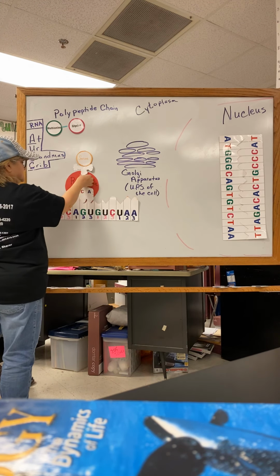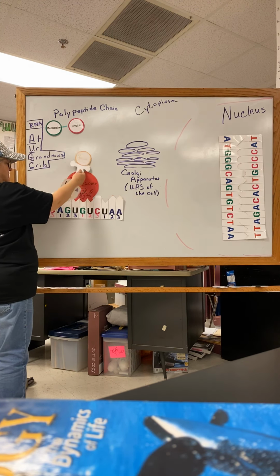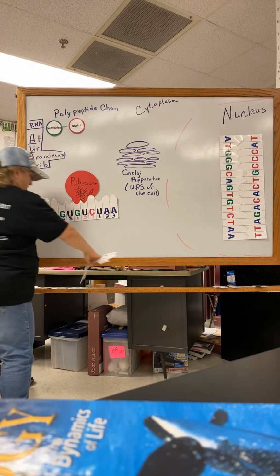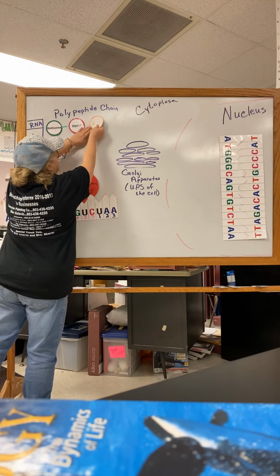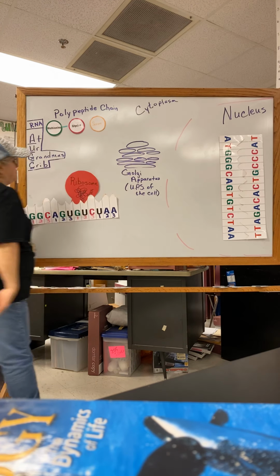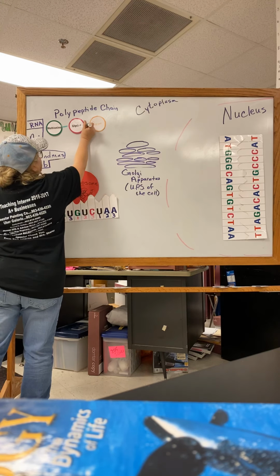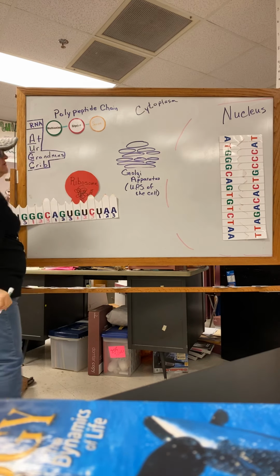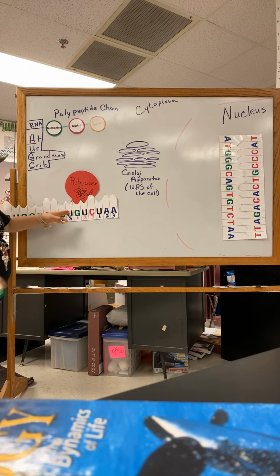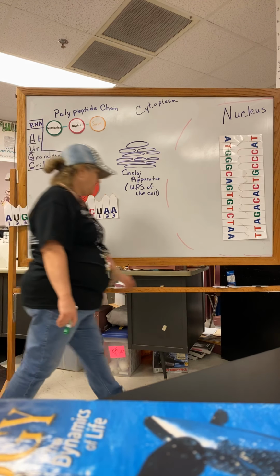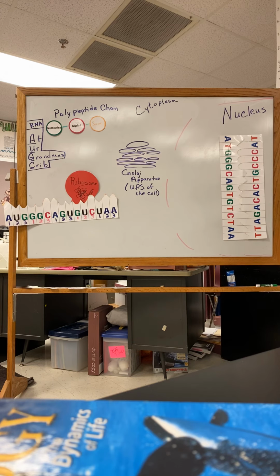So what happens next? This moves over to the next codon. This goes away, and the amino acid serine comes up here and joins the polypeptide chain. A bond forms in between the two so that it can make the chain. All right, so our next codon is GUC. Read your codon chart for GUC. GUC has the anticodon of what?